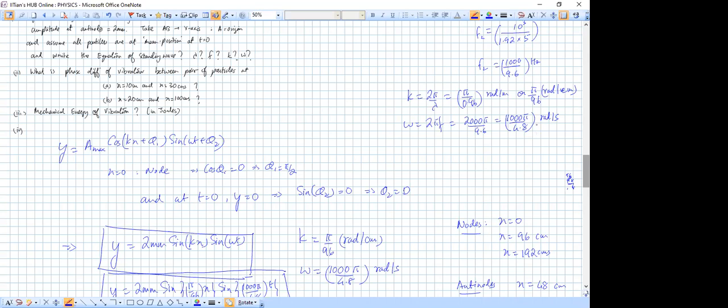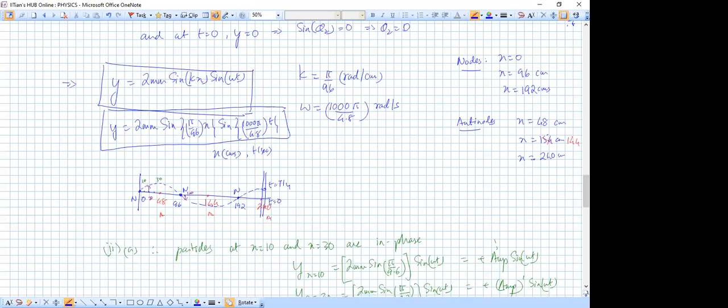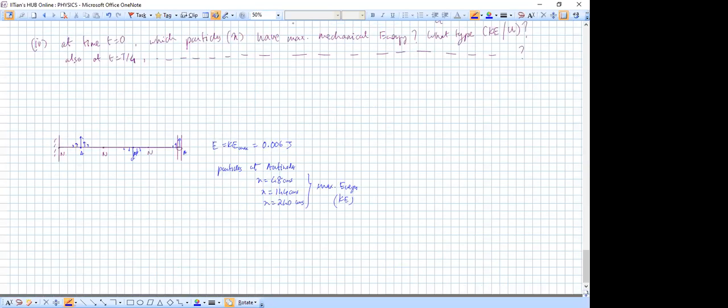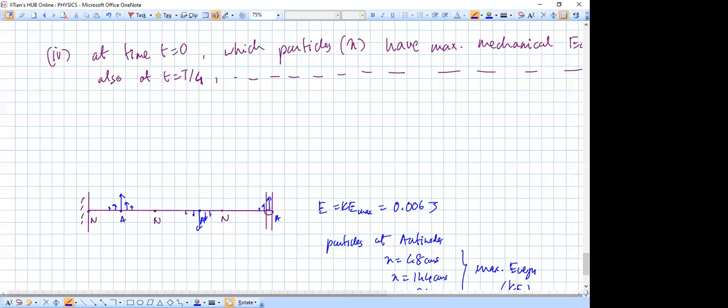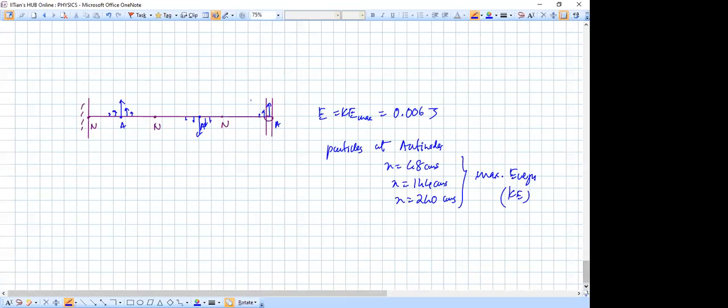See, this is what our nodes, anti-nodes were: 48, 144, and 240, whereas our nodes were 0, 96, and 192. So this is the snapshot at t equal to 0. Whereas by the time we have come to a quarter of a time period, the string has changed shape to this.